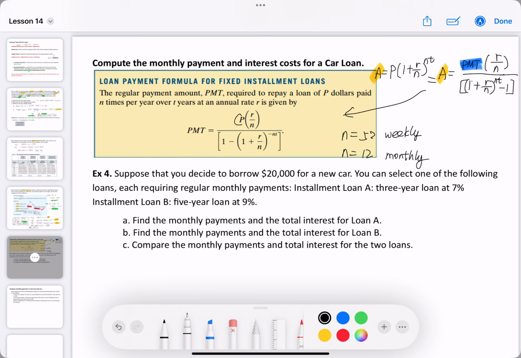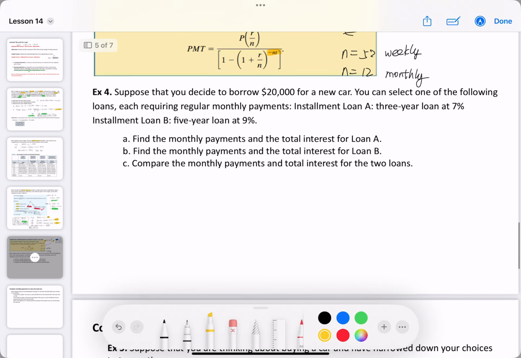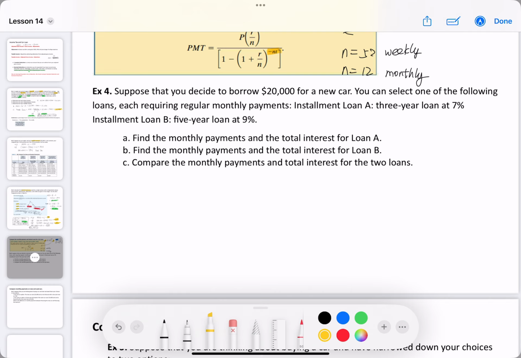Okay, so the P represents the principal, or how much your house or your car costs. Multiply by R over N, the interest rate divided by how many times you pay each year. For example, monthly, N equals 12. Semi-annually, N equals 2. Divided by the bracket 1 minus parentheses 1 plus R over N to the negative NT's power. Be very careful: here is negative NT's power, it's not positive NT's power. Okay, let's read the question. Use the formula, solve the question. This example, suppose that you decide to borrow $20,000 for a new car.